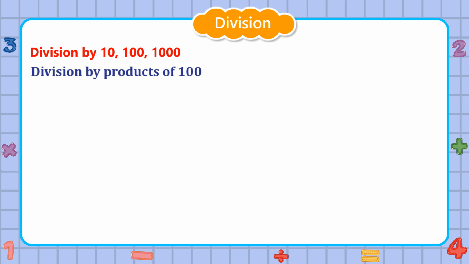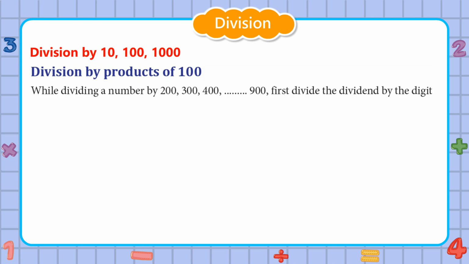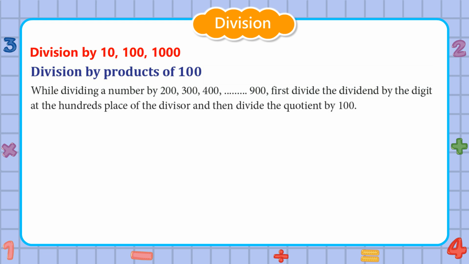Division by products of 100. While dividing a number by 200, 300, 400 till 900, first divide the dividend by the digit at the hundreds place of the divisor and then divide the quotient by 100.